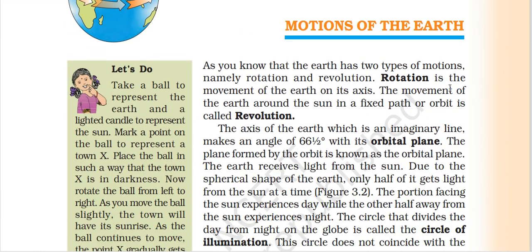The axis of the earth, which is an imaginary line, makes an angle of 66.5 degrees with its orbital plane. The plane formed by the orbit is known as the orbital plane. The earth receives light from the sun. Due to the spherical shape of the earth, only half of it gets light from the sun at a time. The portion facing the sun experiences day, while the other half away from the sun experiences night. The circle that divides the day from the night on the globe is called the circle of illumination.